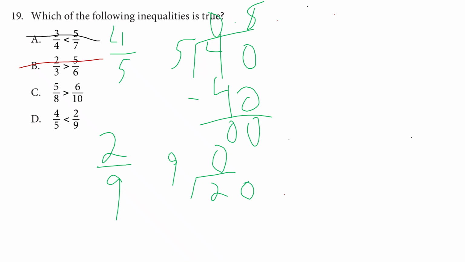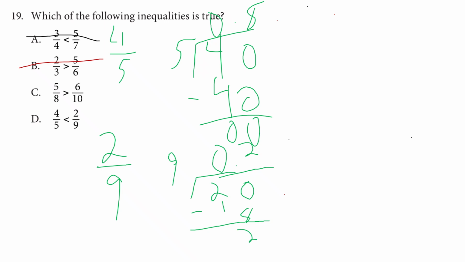Add a 0 on the inside of the division sign. And then when we add that first 0, we add a decimal. 9 goes into 20 2 times, not 3. 2 times 9 is 18. 20 minus 18 is 2.